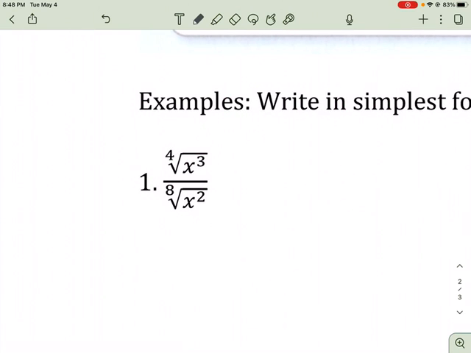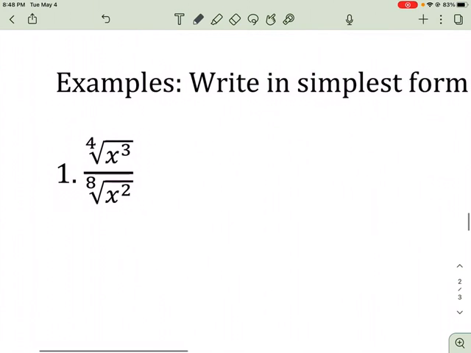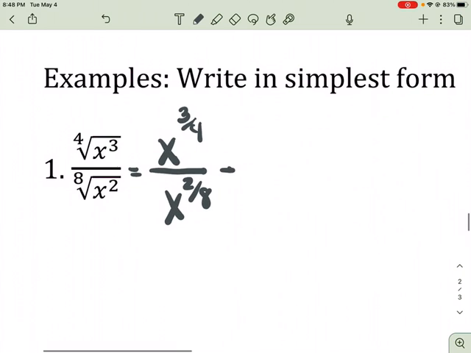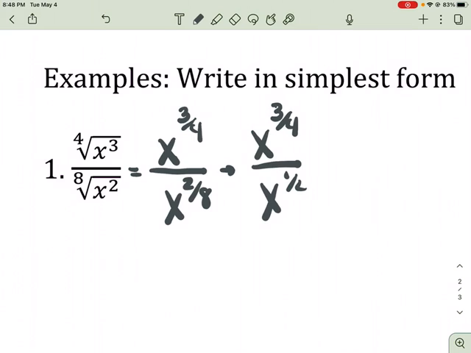Originally we couldn't do this problem because one's a fourth root, one's a cube root. Once we write these as fractional exponents, we get x to the 3/4 over x to the 2/8. Let's reduce that bottom, which we are allowed to do. There we go. Now we can use our exponent rules.